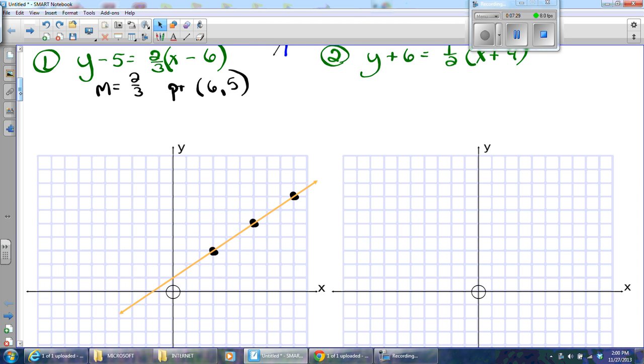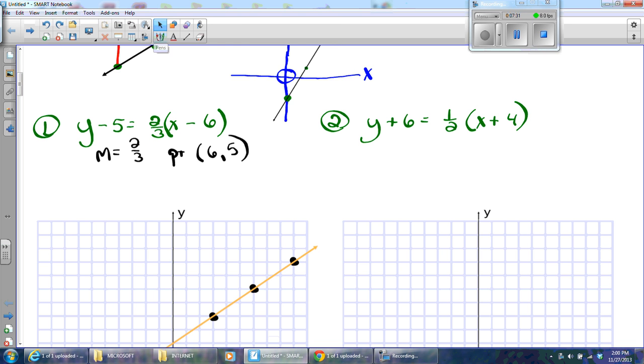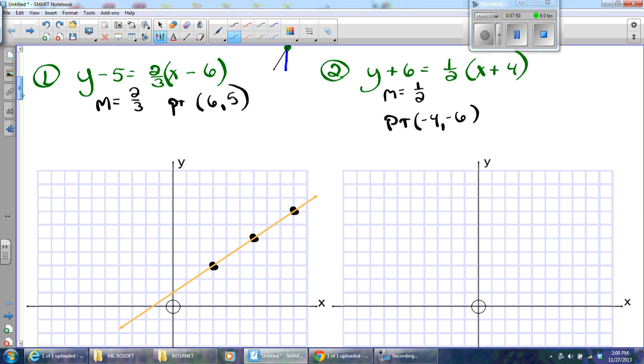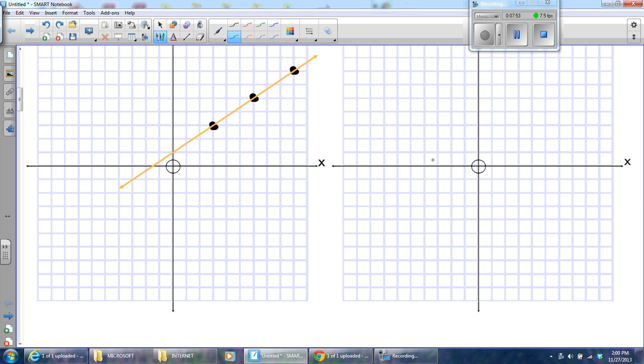Okay, let's see how this one works. I'm in point slope form. My slope is 1/2. The point will be (-4, -6). The signs change because in the formula I'm subtracting x and y. So minus a -4 is +4, isn't it? So I'm going to go to (-4, -6). 1, 2, 3, 4. 1, 2, 3, 4, 6. There we go. And let me clone him.